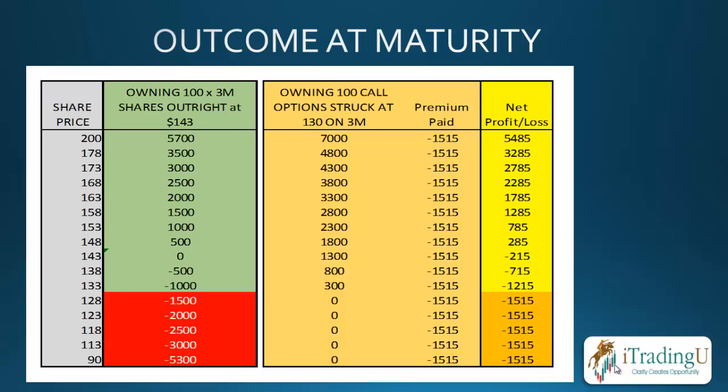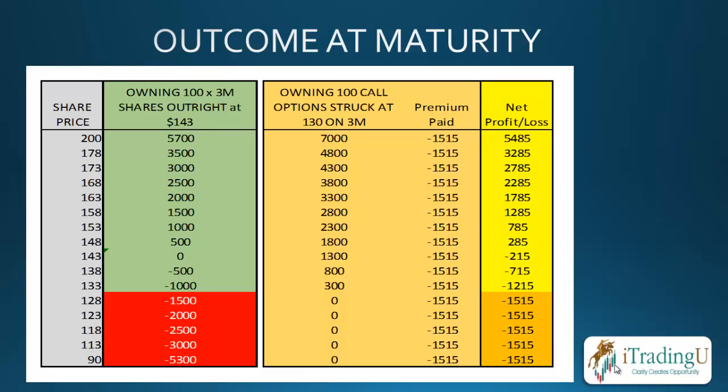You'll see here that owning 100 shares of 3M, when we buy it today at $143, when the share price hits $200, our profit will be $5,700. I want to direct your attention to the bottom end. What happens when the share price drops to $90? You can see in this example, owning 100 shares outright exposes you to all the upside, but also all the downside of the shares. So when you look at a $90 share price at maturity, your investment will now be worth $5,300 less. That'll be the loss that you would take if you just continued to follow a buy and hold strategy, which is what we're comparing the trade to.